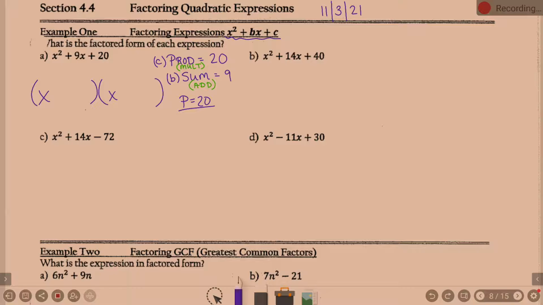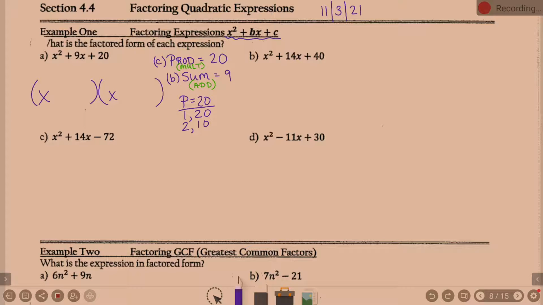So when I talk about numbers that give me a product of 20, so numbers that multiply to be 20, we can go through and make a list when we need to. I always start with 1. 1 times what is 20? 1 times 20 is 20. Then I move on to 2. 2 times what is 20? 10. Then I move on to 3. 3 times what is 20? If you grab the calculator and do 20 divided by 3, you get a decimal, which means 3 does not go into 20.